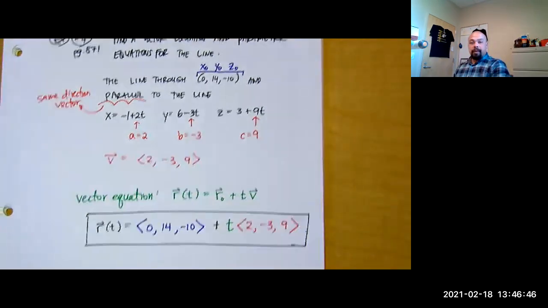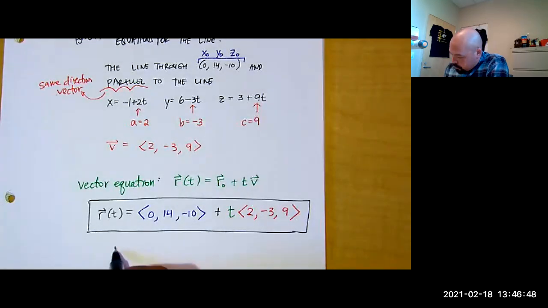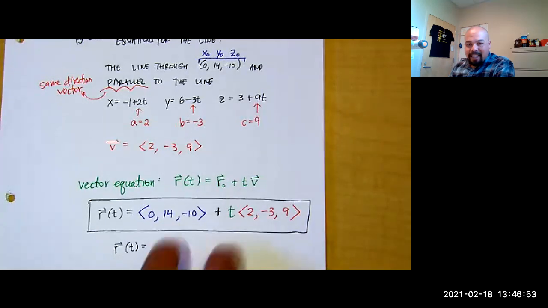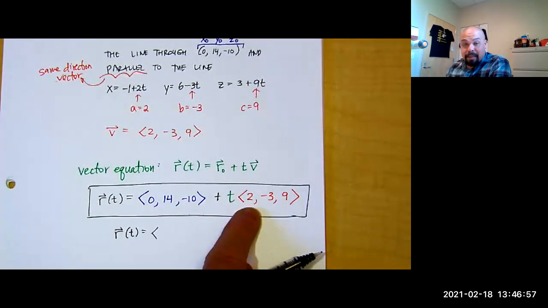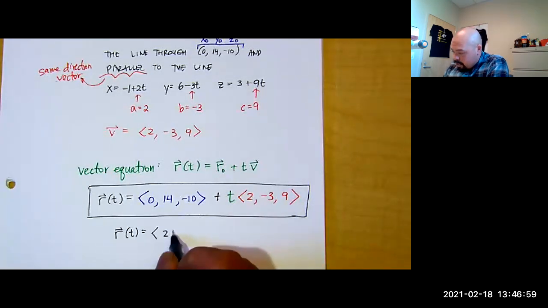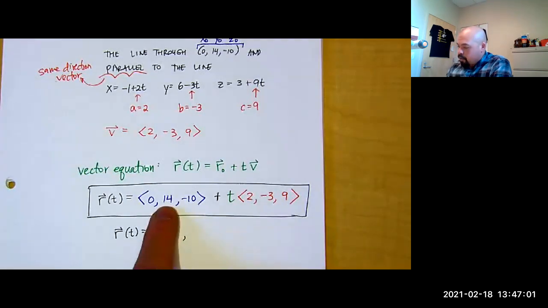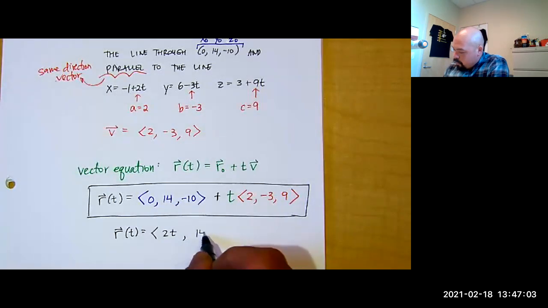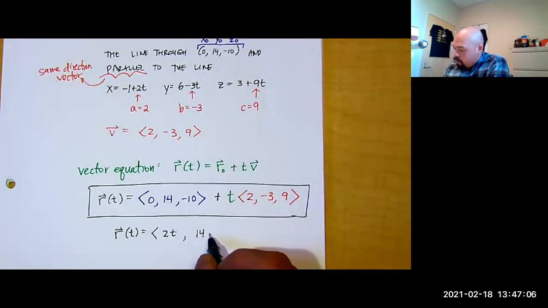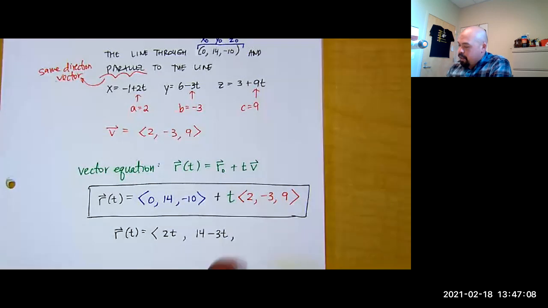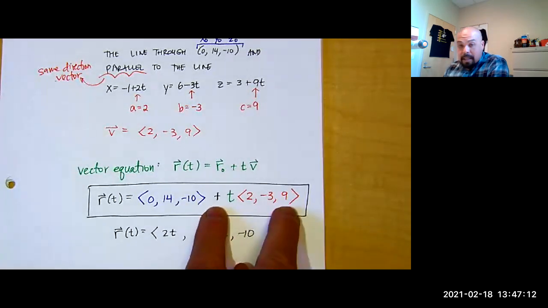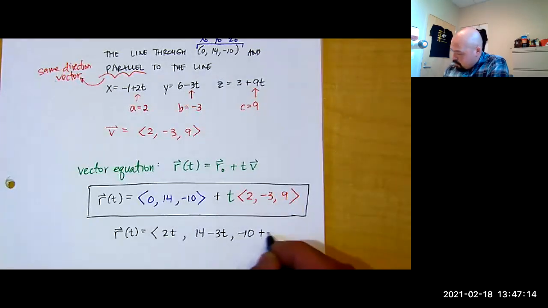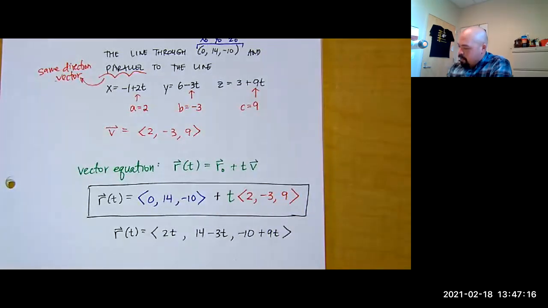Okay. Another option, if we start to do that addition, 0 plus t times 2, that just looks like 2t. 14 plus t times -3, 14 minus 3t. -10 plus 9 times t. That could be another option.